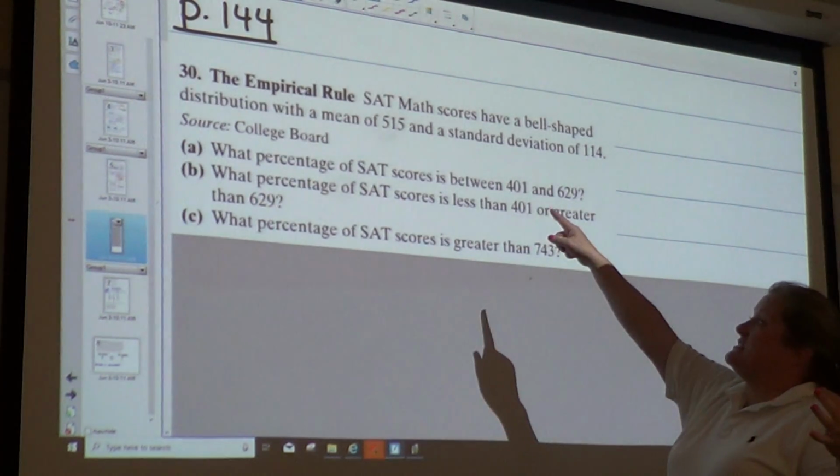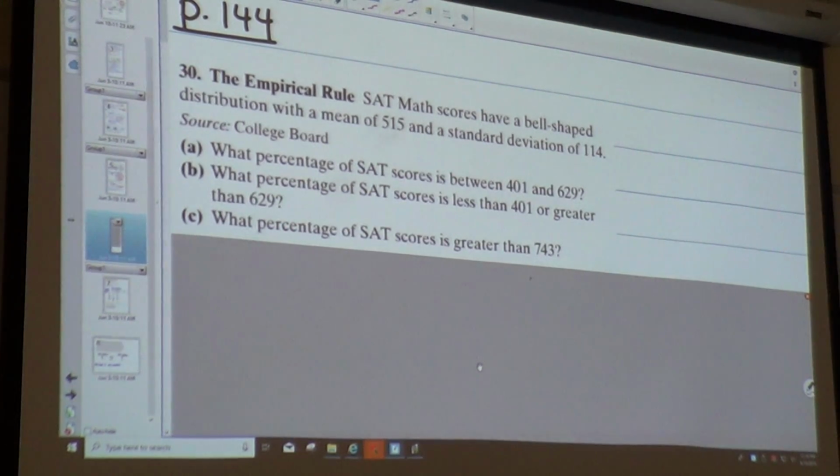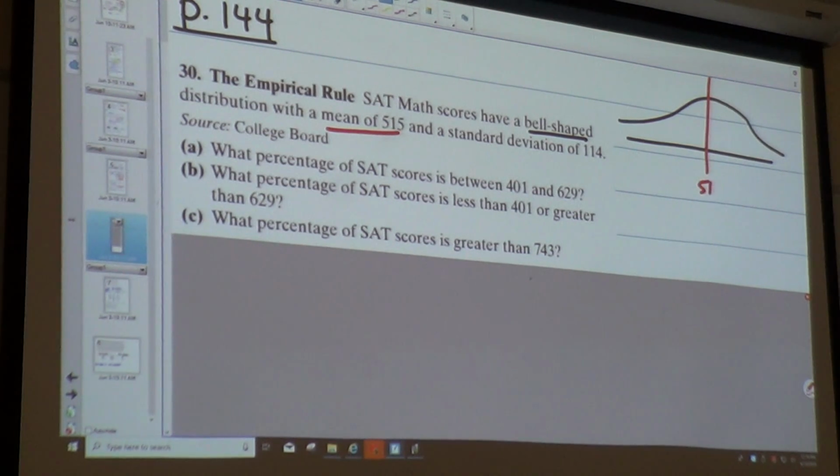Okay? So it's going to say use the empirical rule. Now, the only 2 things you need to know are the mean and the standard deviation. So it is a bell-shaped curve. The mean is what's in the middle of a bell-shaped curve. And the standard deviation is the size of the spread, how wide it is.